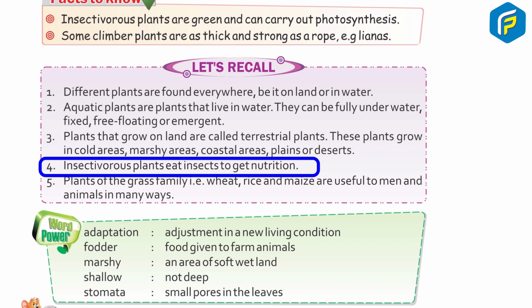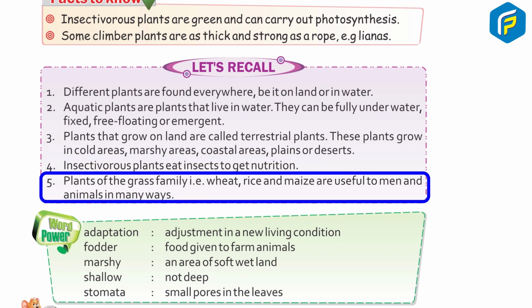4. Insectivorous plants eat insects to get nutrition. 5. Plants of the grass family, wheat, rice and maize, are useful to men and animals in many ways.